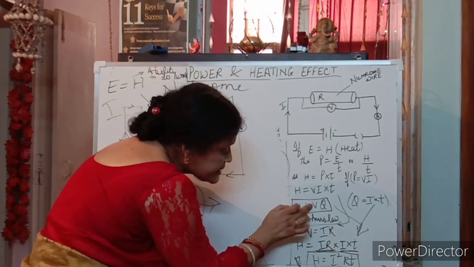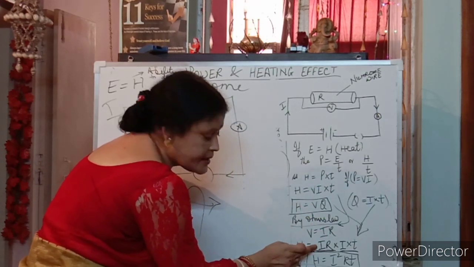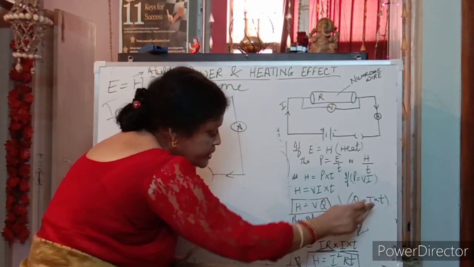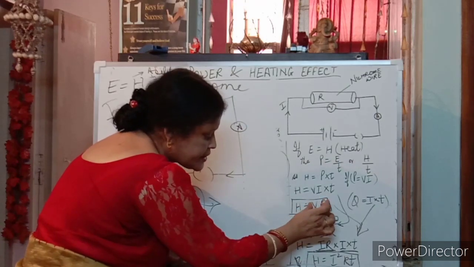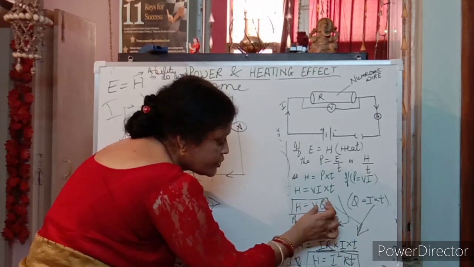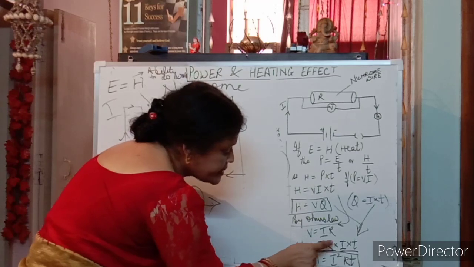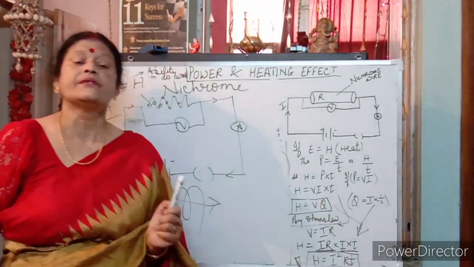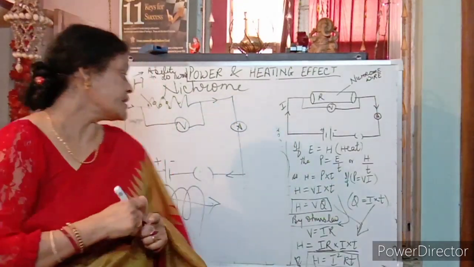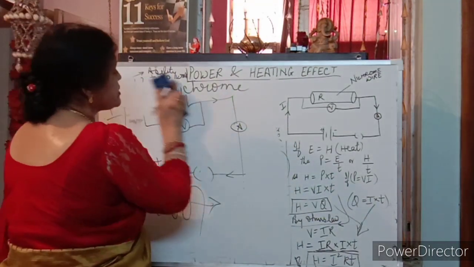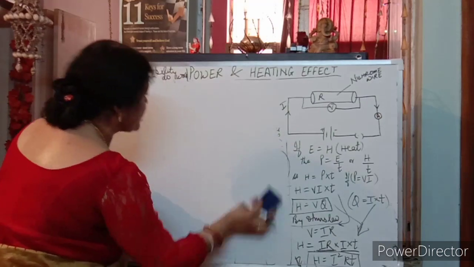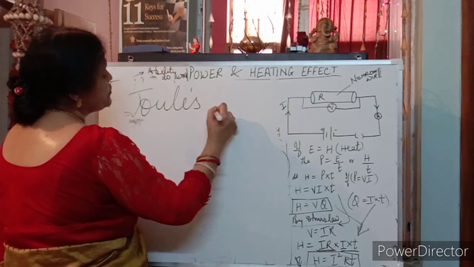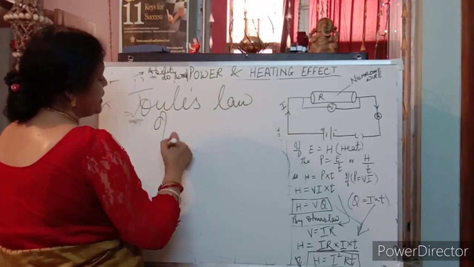Putting this instead of V here, I can write IR by Ohm's law. And Q is equal to I into T. So instead of VQ I have written IR, and Q as I into T. So I square RT. This is the formula for heating, that is H is equal to I square RT, which is known as, yes student, anyone? Which is known as Joule's law of heating. Joule's law of heating.